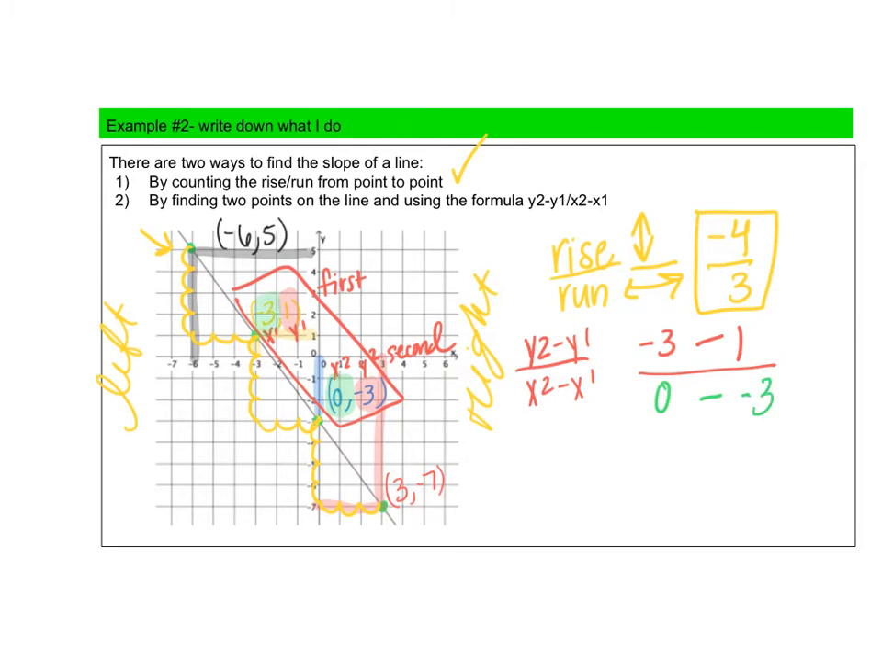And I'm just going to solve this out. On the top, I have -3 minus 1. Well, that's the same as saying -3 plus -1. So this is -4. And on the bottom, I have 0 minus -3. Well, that's the same as saying keep, change, opposite, 0 plus 3, 3. And you'll see that that's exactly what we got up top when we just counted rise over run. So it's up to you which way you want to use to solve for slope, but you're going to practice both ways right now.